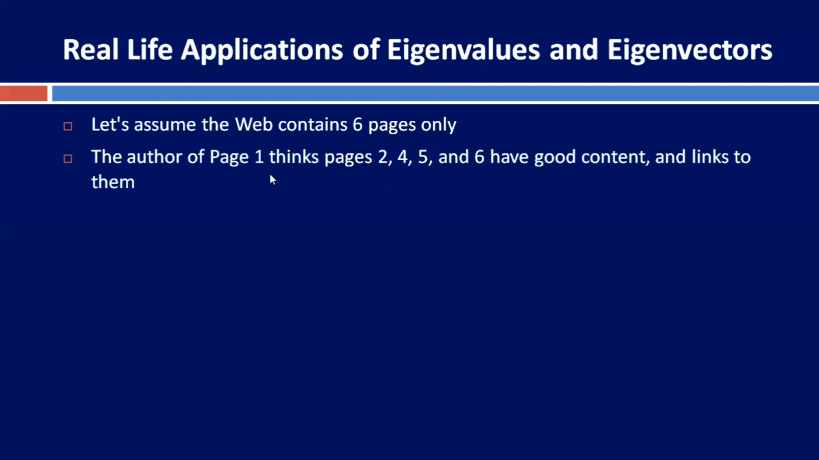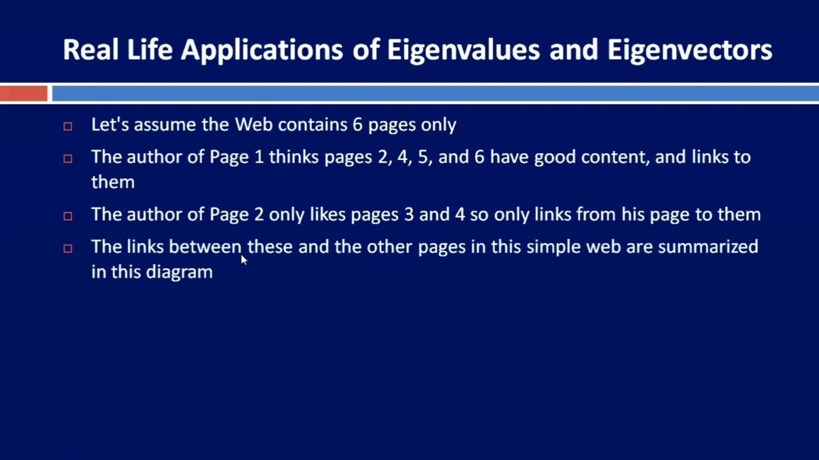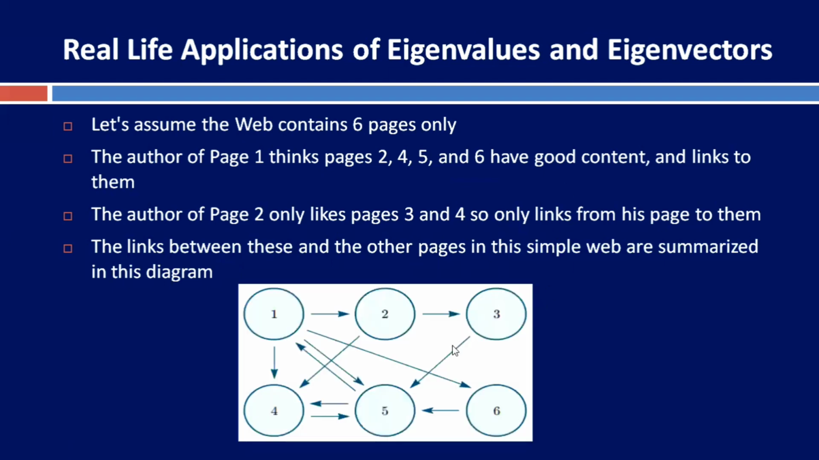The author of page 1 thinks pages 2, 4, 5 and 6 have good content related to their topic, and he links to them. The author of page 2 only likes pages 3 and 4, so he links from his page to them. The links between these and the other pages in this sample web are summarized in this diagram. Now we show one diagram, and this is the diagram.